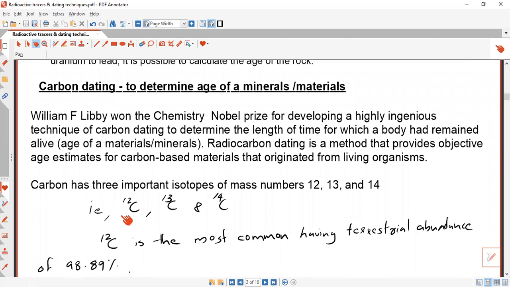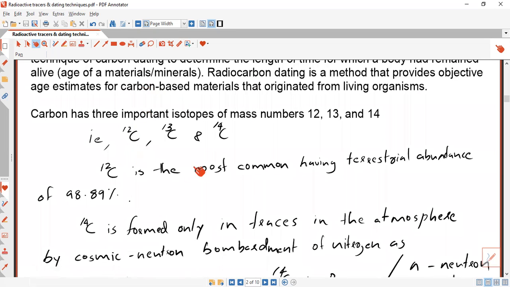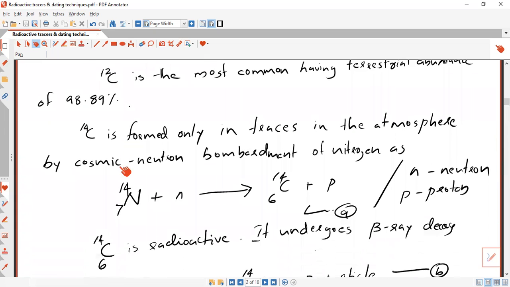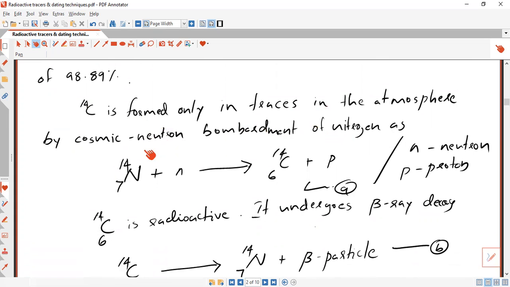How can we determine the age by using carbon dating? We are going to see how we can find the age using this technique. As we know, carbon has three important isotopes, C-12, C-13, and C-14, with mass numbers 12, 13, and 14 respectively. C-12 is the most common, with an abundance of 98.89%, but C-14 is formed only in traces in the atmosphere by cosmic neutron bombardment of nitrogen, and it is radioactive in nature.